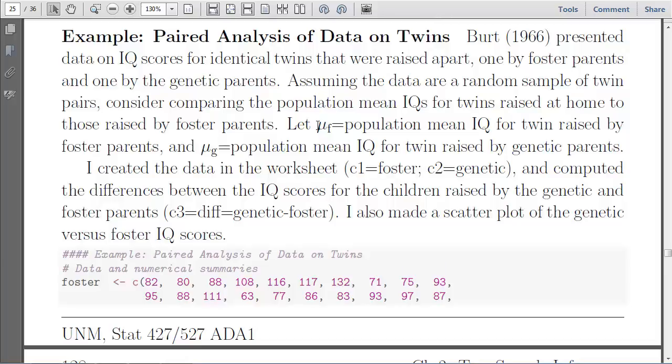So here we're going to call mu f the mean IQ for twins that are raised by their foster parents, okay? And mu g is the population mean IQ for the twin that's raised by their genetic parents. And we want to compare basically mu f minus mu g, the difference between these, to see whether you have higher IQ if you're raised by your genetic parents or by foster parents, or does it matter?